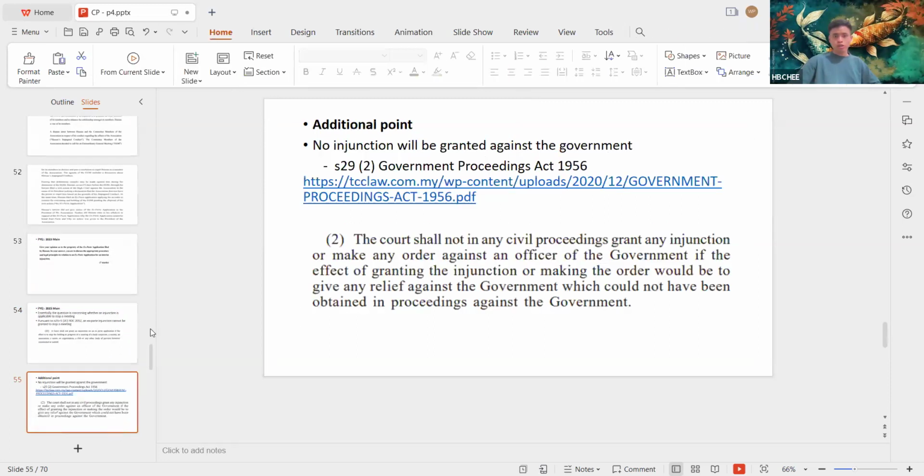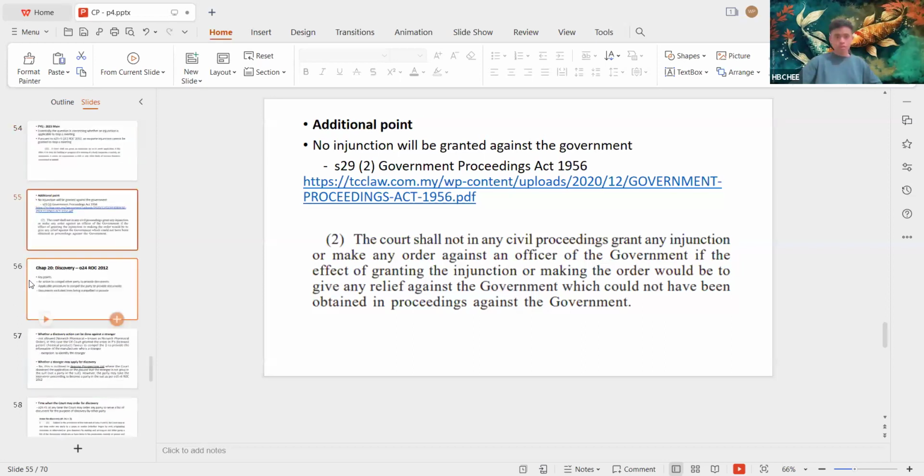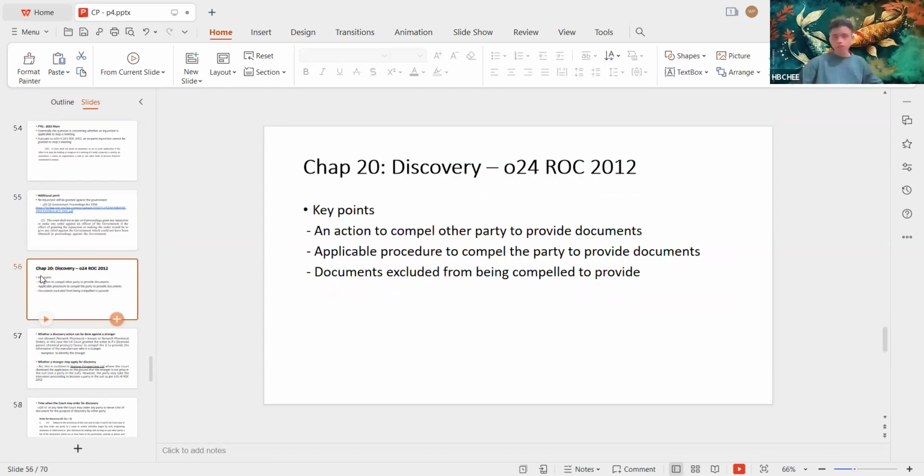And here is the extra point. No injunction will be granted against the government. This is given in Section 29(2) of the Government Proceedings Act 1956. So that means the injunction will not be granted if you are going against the government. Are we okay? Are we okay for this chapter? Okay, we'll move on to the last chapter for today.